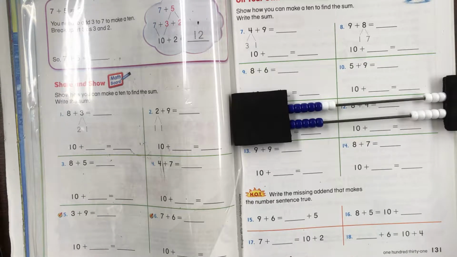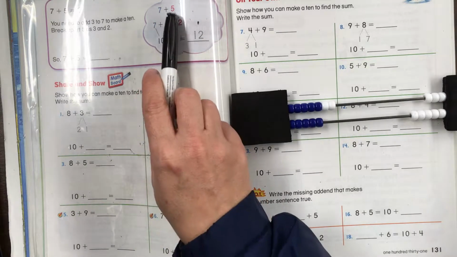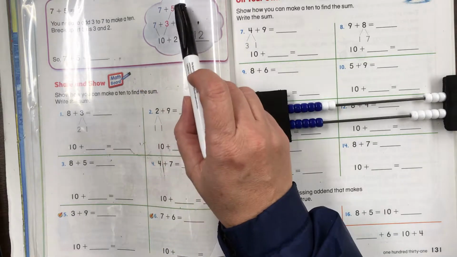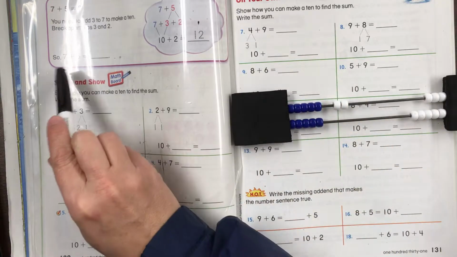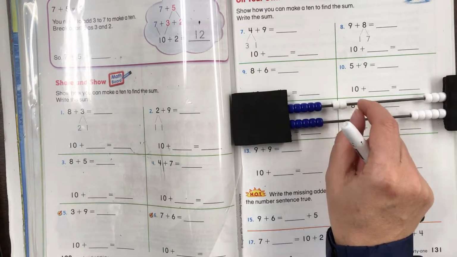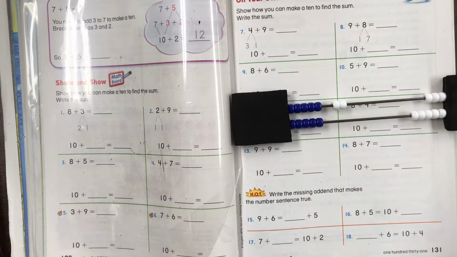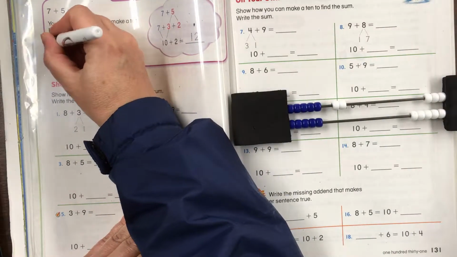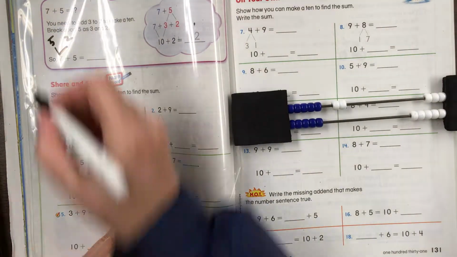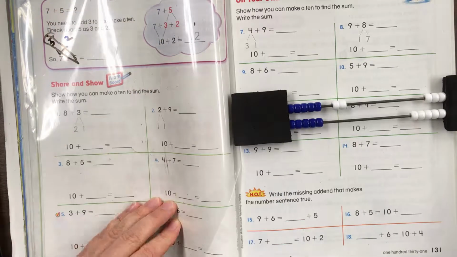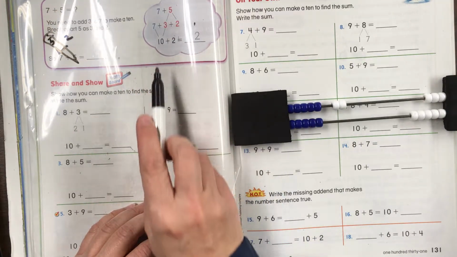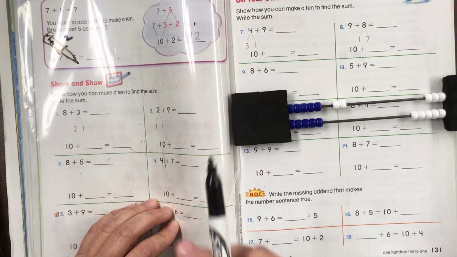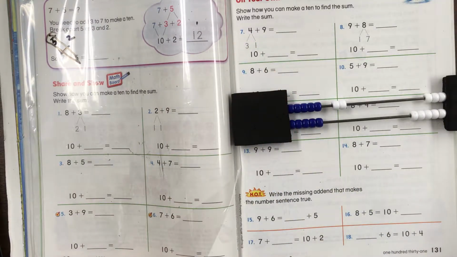Now, you could do what they did and add 3 and 7 to make a 10. Or you could actually break the 7 up into 5 and 2. 5 plus 5 is 10 plus 2 is 12. Or 7 plus 3 is 10 plus 2 is 12. I know that looks really confusing. Let's take a look at another one.